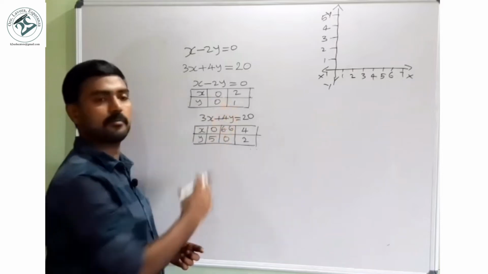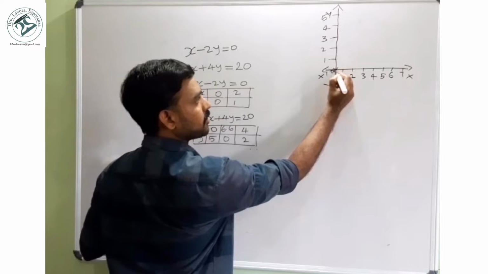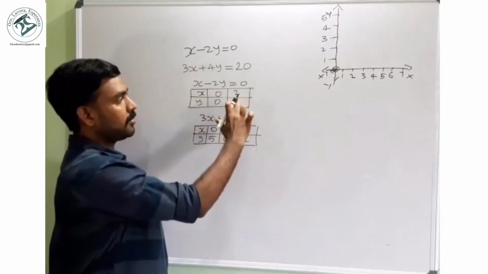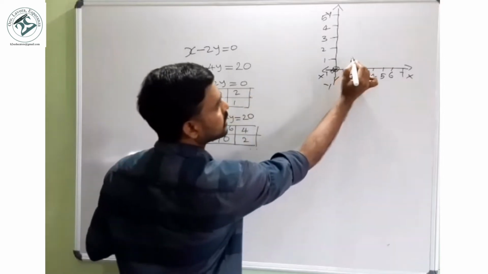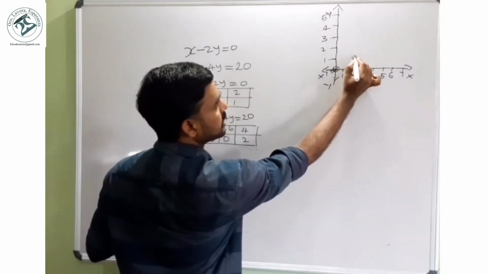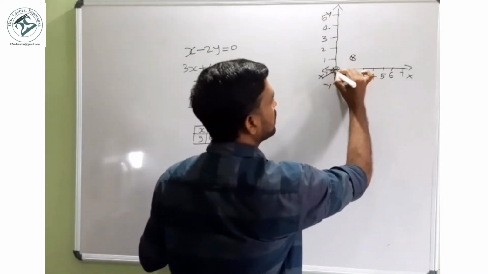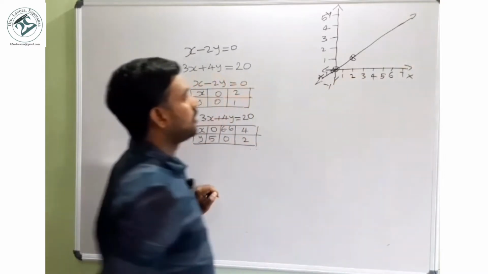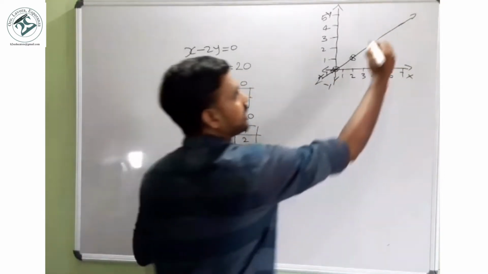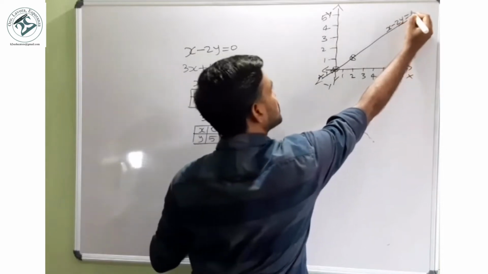First point is 0, 0. Here x is 0, y is 0, so 0, 0 here. Next, 2, 1. On the x-axis 2 is here, on the y-axis 1 is here. So this is that point. We have 2 points, which means we can draw the line. So this is the first equation's graph, x minus 2y is equal to 0.